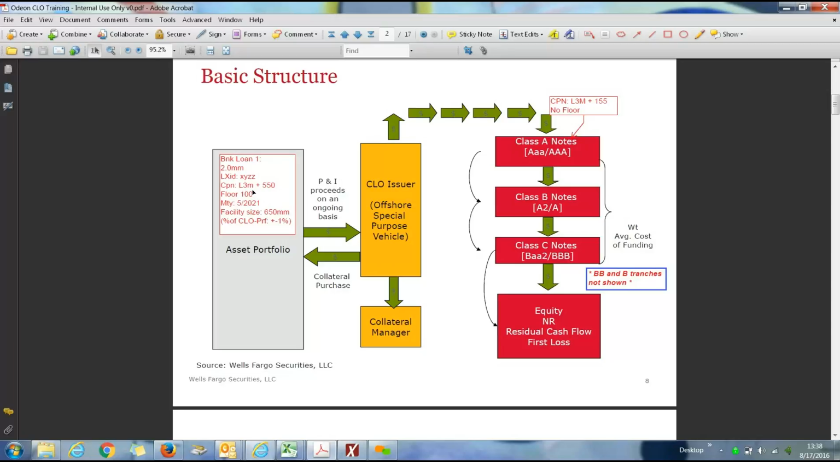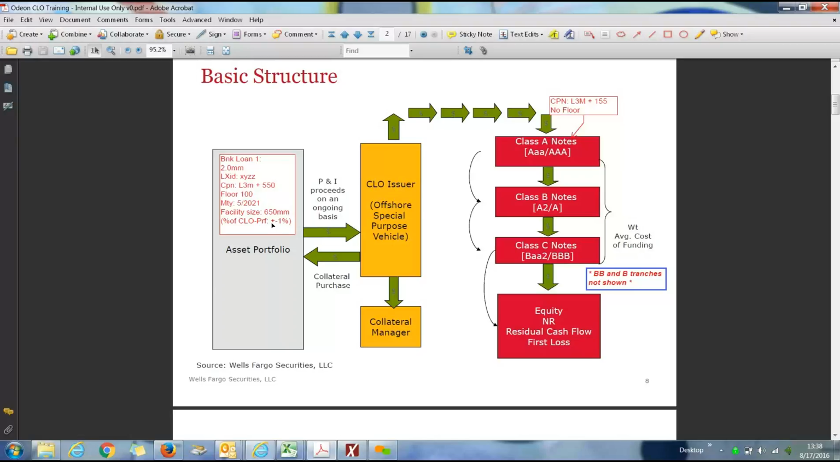So then it'll have a maturity of 5 to 7 years, and facility size, which means how much was issued and outstanding, is, let's say, $650 million. That's just a round number. And the percentage of the CLO, this deal, that it typically represents, and I put this in parentheses because now I'm talking about the deal, I'm not talking about the bank loan. The percentage of the deal that it represents is, let's say, plus or minus 1% would be typical.